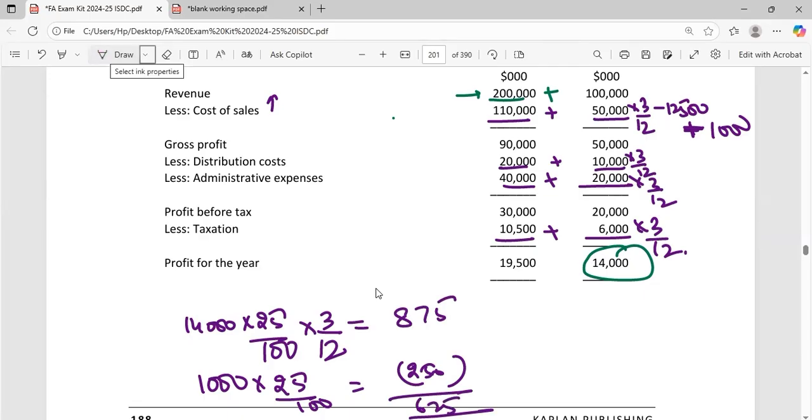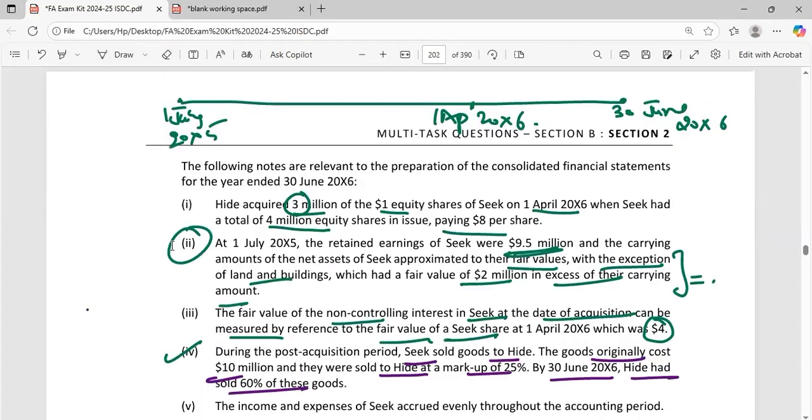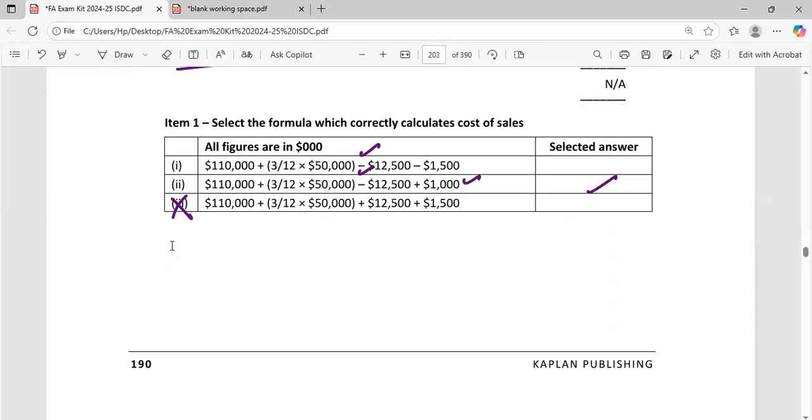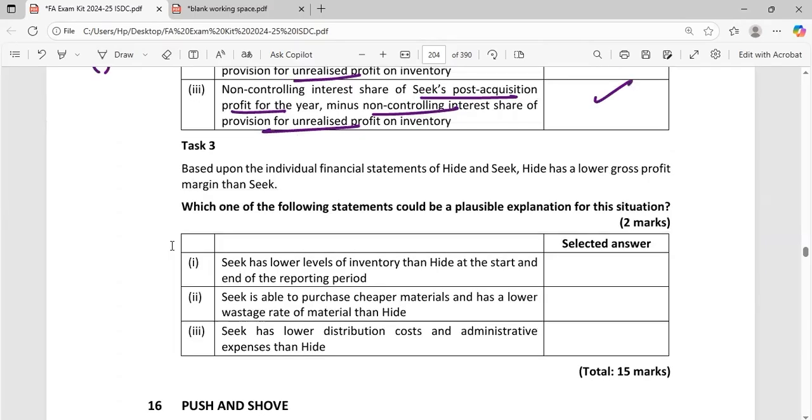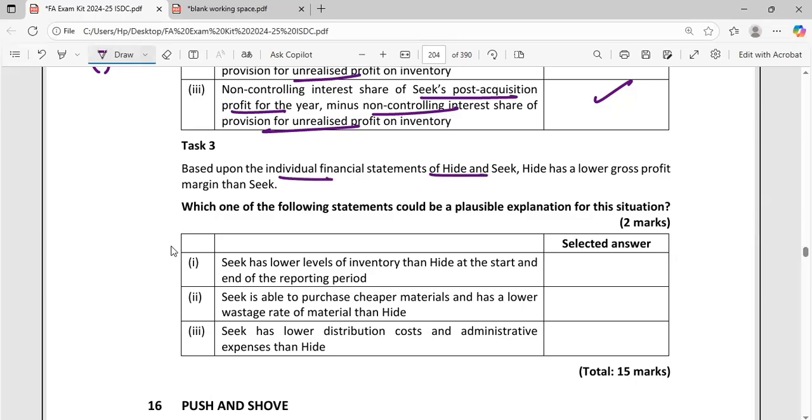Let's move further. I guess we are left with only 1 or 2 requirement. We have done all this. Okay, fine. Last requirement. Based upon individual financial statement of Hyde and Seek, Hyde has a lower GP margin than Seek. Which of the following could be an explanation for this situation? So the GP margin of Hyde is lower. Seek has lower level of inventory than Hyde at the start and end of the reporting period. So this is not an explanation because level of inventory cannot justify our gross profit margin.